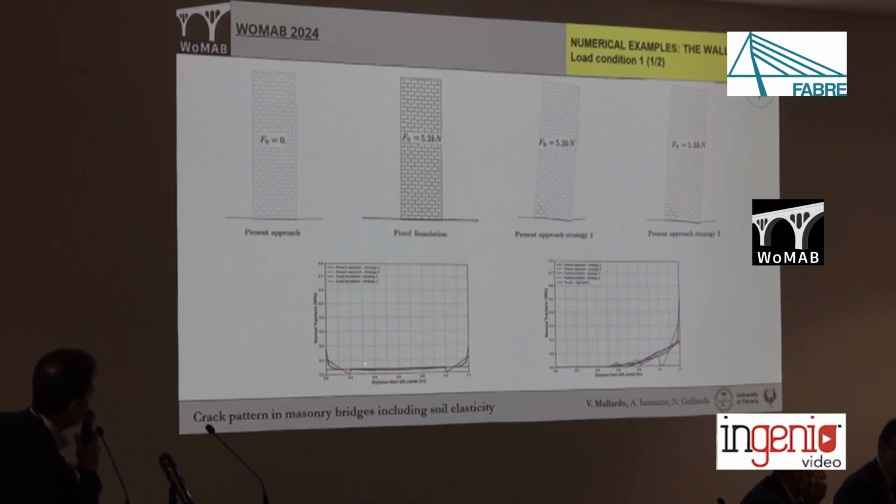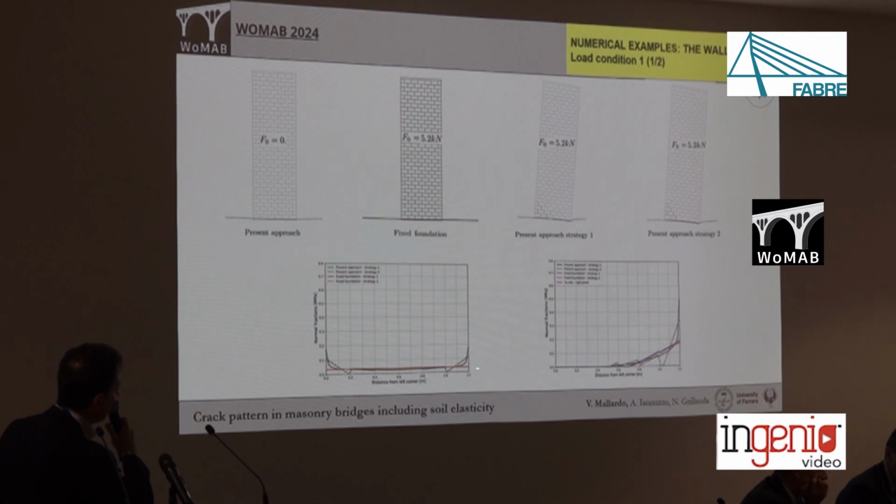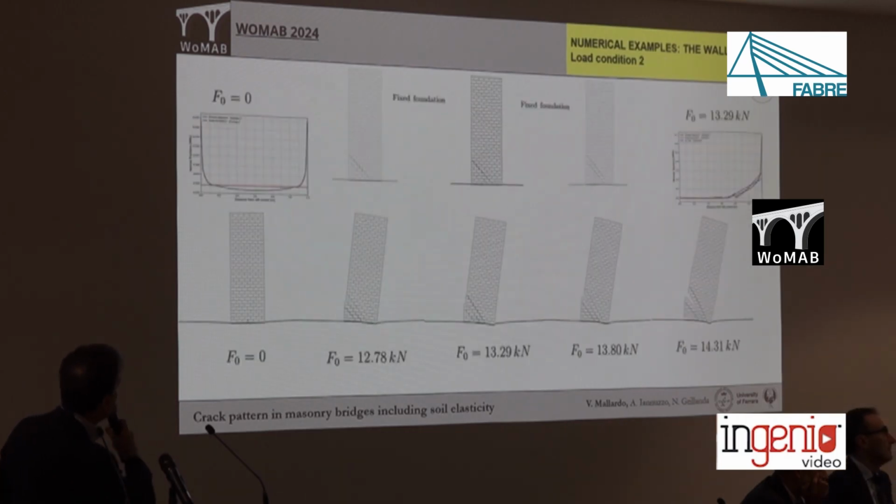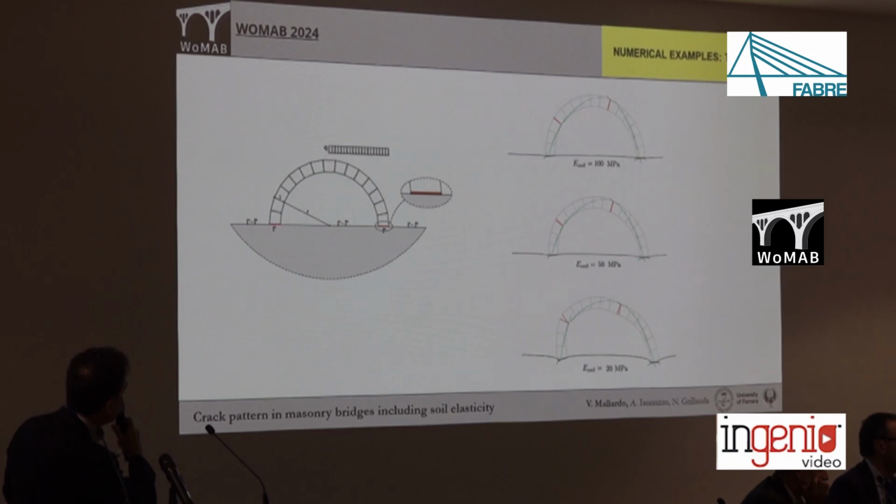Here you can see the distribution of the pressure on the soil, a comparison between different strategies and the fixed foundation. The red one is the fixed foundation. The continuous black is the pressure for our approach. Similar results for a higher force and for different boundary conditions: above, fixed foundation; below, with the inclusion of the elastic soil. Second example, a semicircular arch.